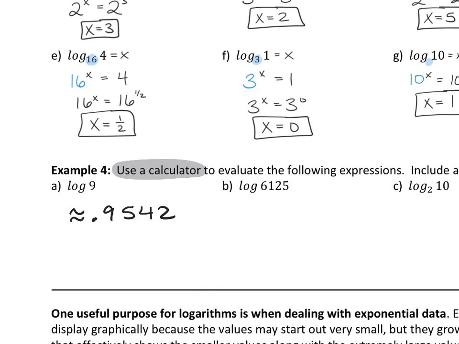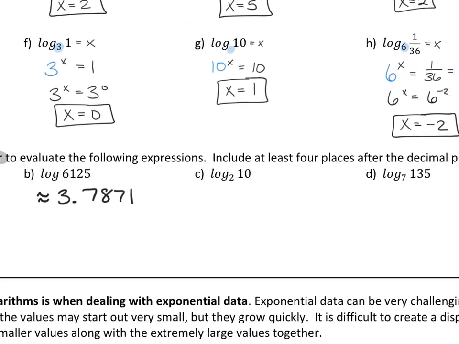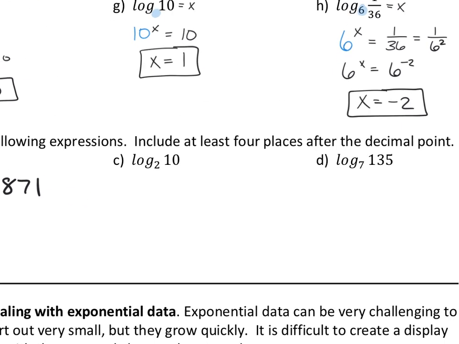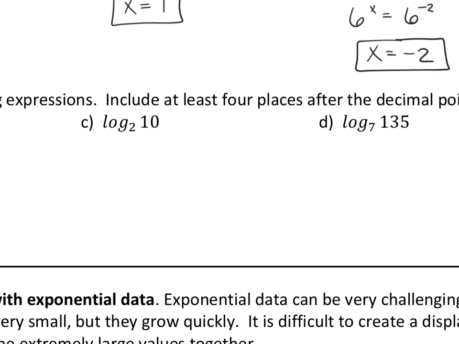Log of 6,125, again, on your calculator, you press log, you press 6125, you press enter. And it should return to you a number. If you're doing it right, it should return to you approximately 3.7871. Do y'all agree with me? Okay, here's where I lied to you. Look at number C and D. What's different about these? They have a base that's not 10 and a base that's not e. Oops. You actually can type these into the calculator.